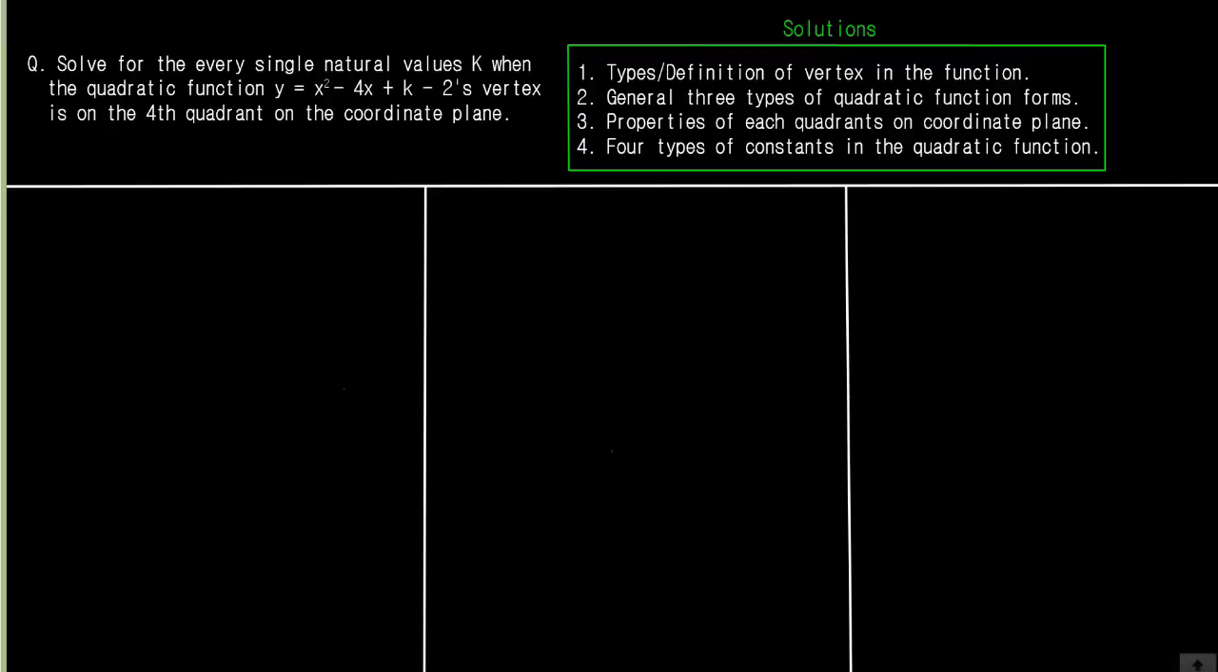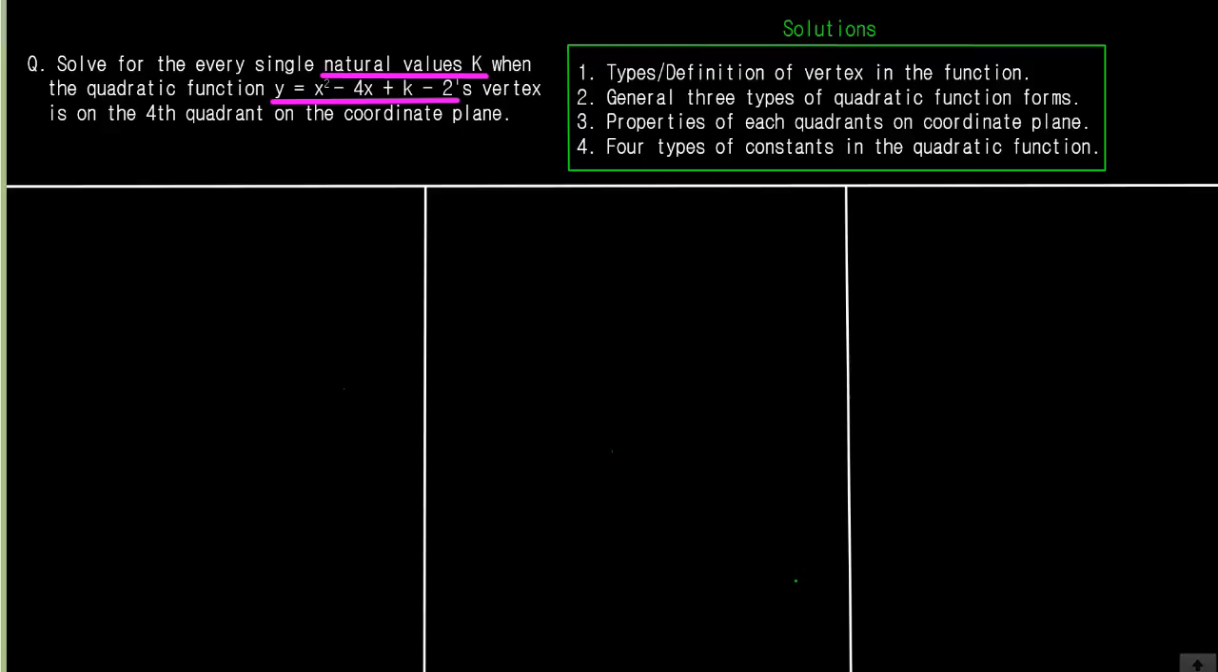So this question is basically asking us to solve for every natural number k which is going to change the location of the vertex of the quadratic function. And the quadratic function in this case is y is equal to x squared minus 4x plus k minus 2. Therefore, we have four solutions to approach this question.